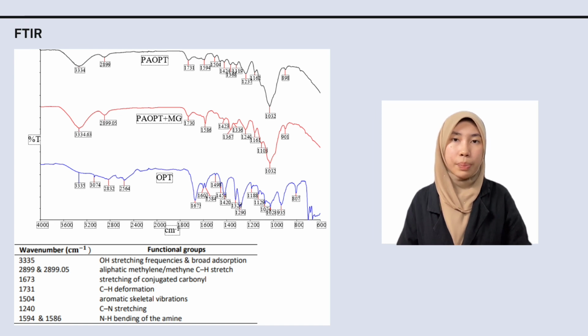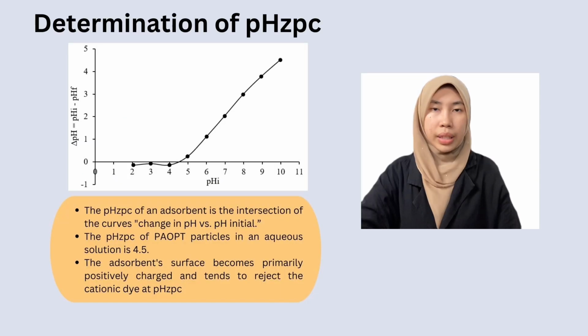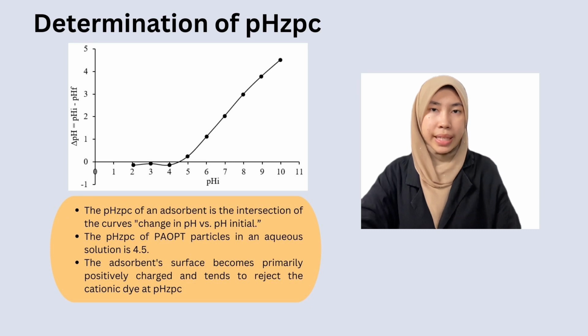A medium peak for PaOPT after adsorption can be seen at wave number 1240 that represents a slight shift in CN stretching mode. A medium peak of the NH family of amine in PaOPT and PaOPT after adsorption can be seen at wave number 1594 and 1586 respectively. Thirdly is determination of pH-ZPC.